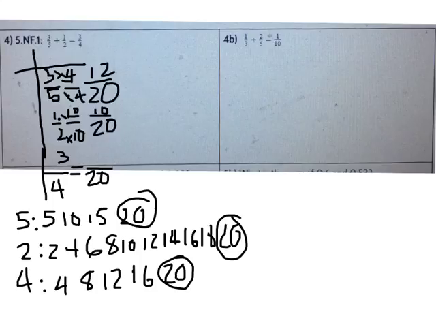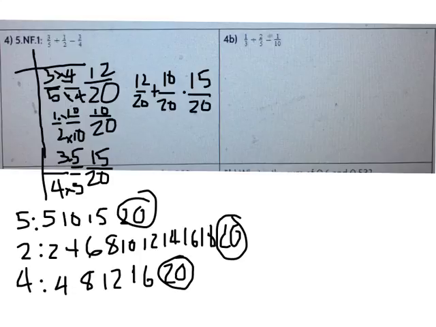When I change 3/4 so that the denominator is 20, what's the new numerator? Well, 4 times 5 is 20. 3 times 5 is 15. Now I can follow the order of operations. I have 12 twentieths plus 10 twentieths minus 15 twentieths.